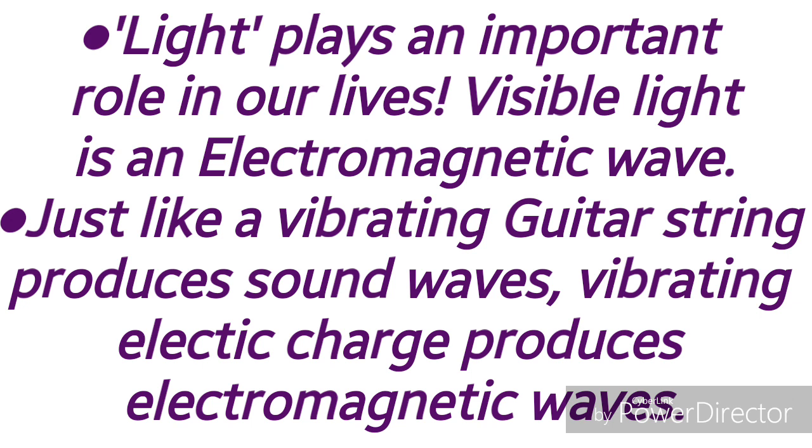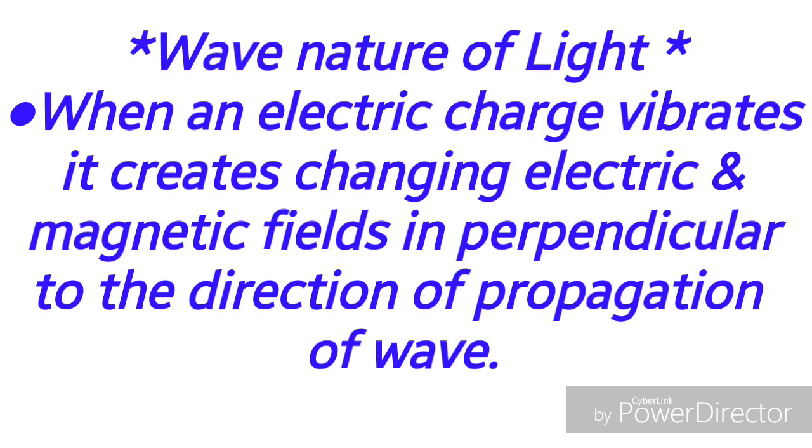Now let us see the wave nature of light. When an electric charge vibrates, it creates changing electric and magnetic fields perpendicular to the direction of propagation of wave. Let us see this in the form of a diagram, how the electric and magnetic fields form perpendicular to the direction of propagation of wave.